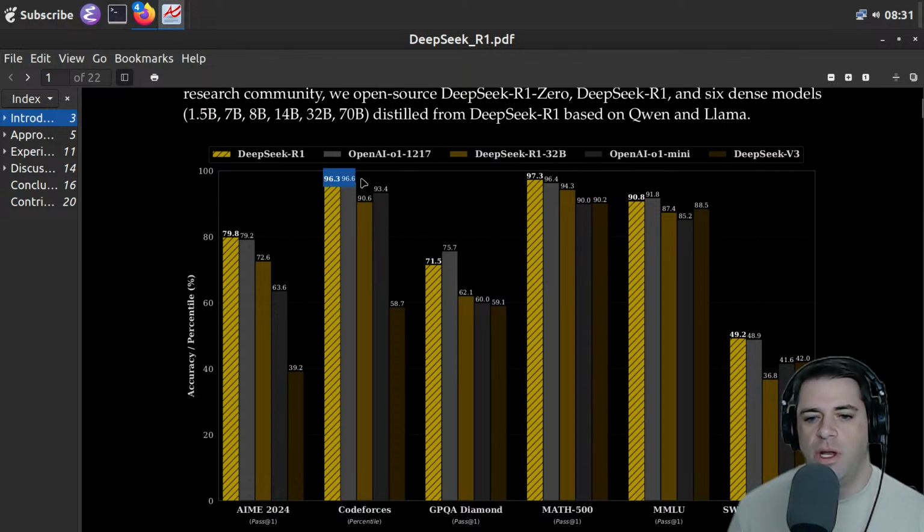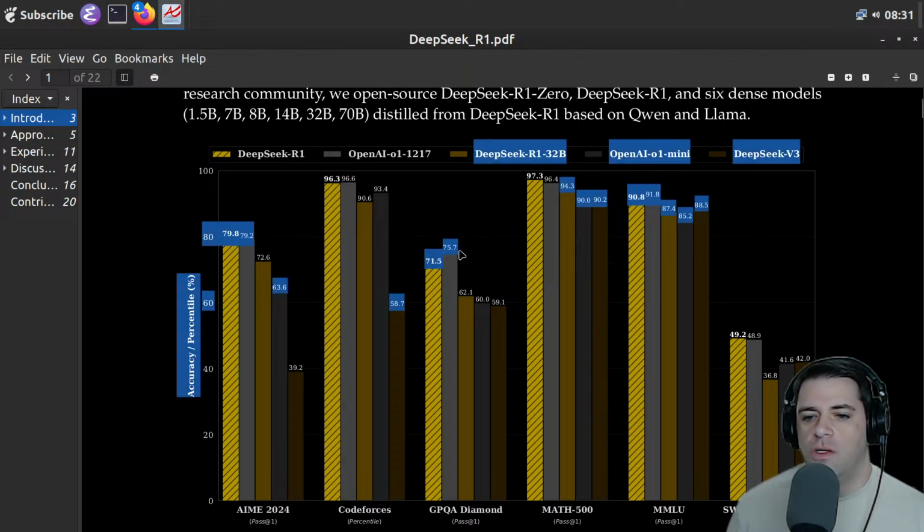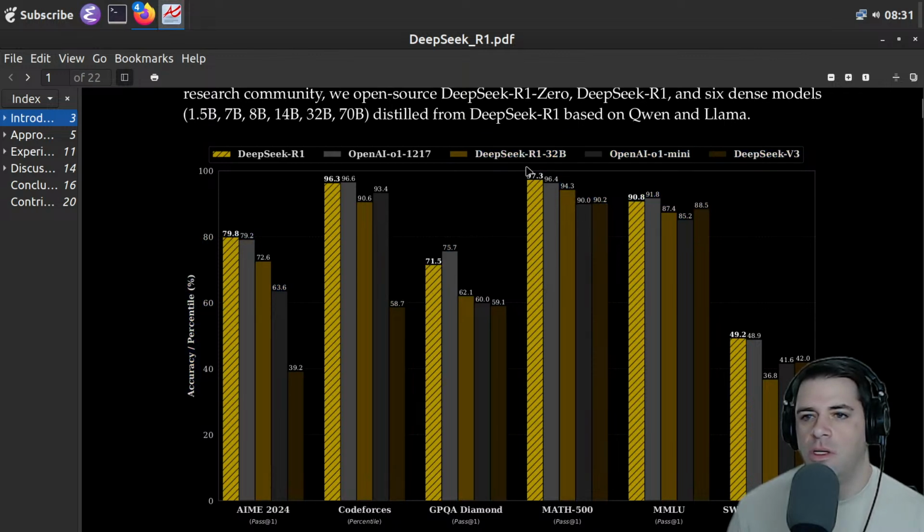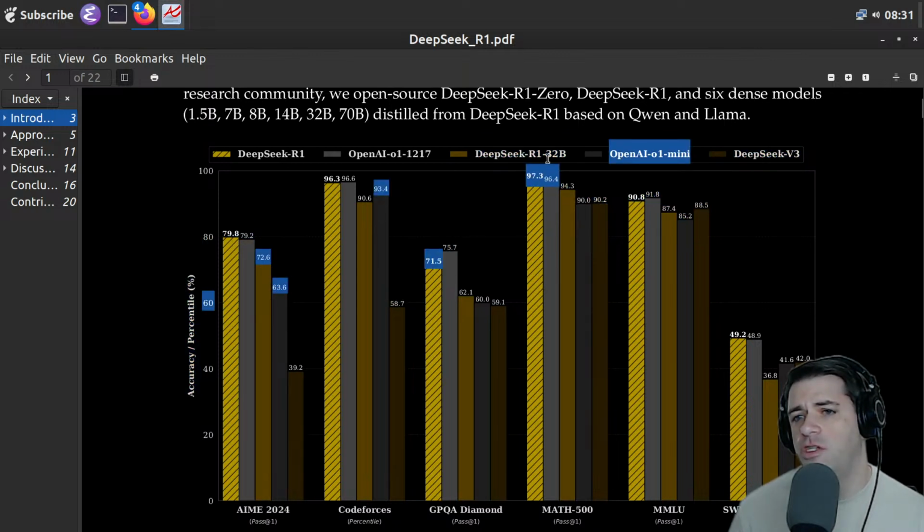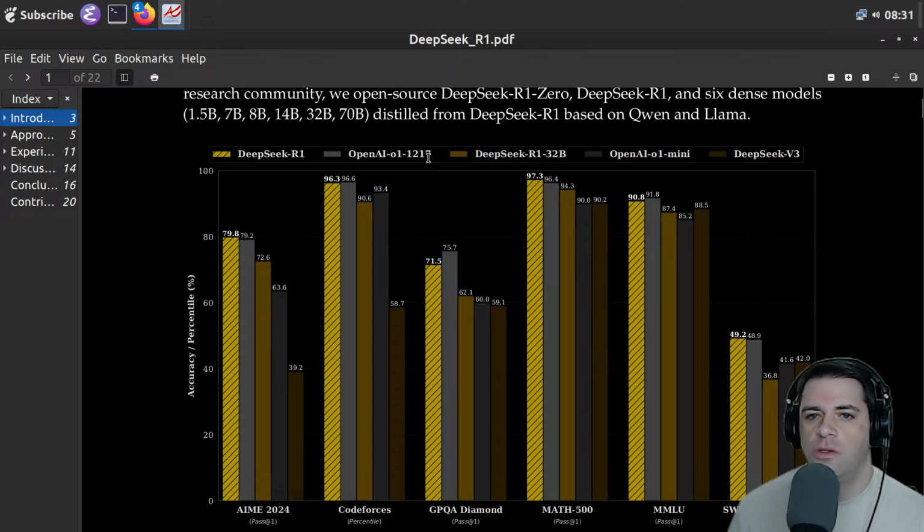It just misses OpenAI on Code Forces. It just surpasses on AIME. Does a little bit worse on GPQA. It does appreciably better, I would say, on Math 500, and so on and so forth. So the performance is really close to OpenAI o1 1217. I don't know if 1217 is a date. I don't know how this is named, but they're really close to o1 performance. In an open source model, that's really pretty remarkable.